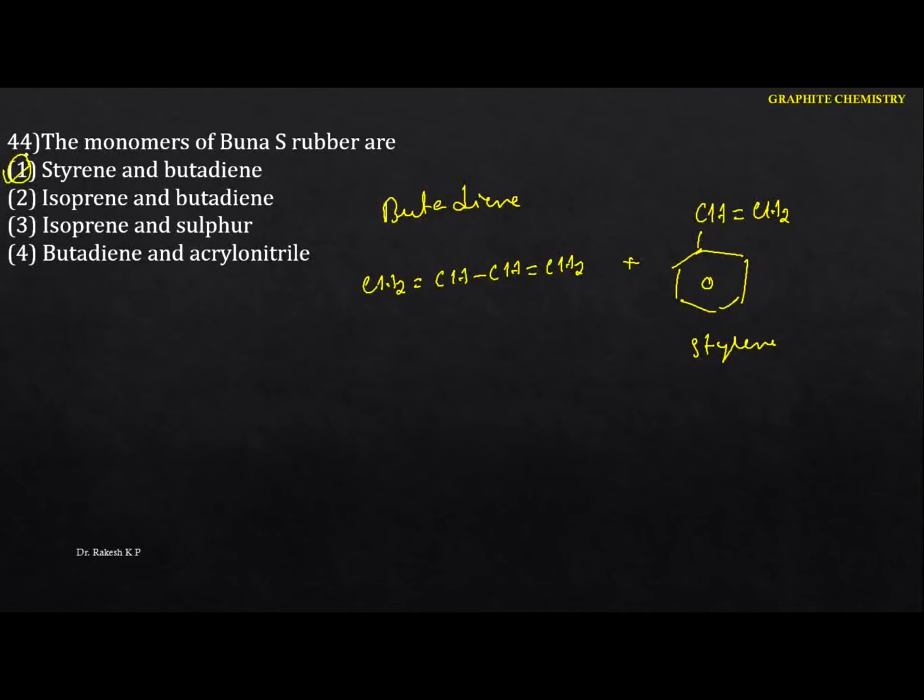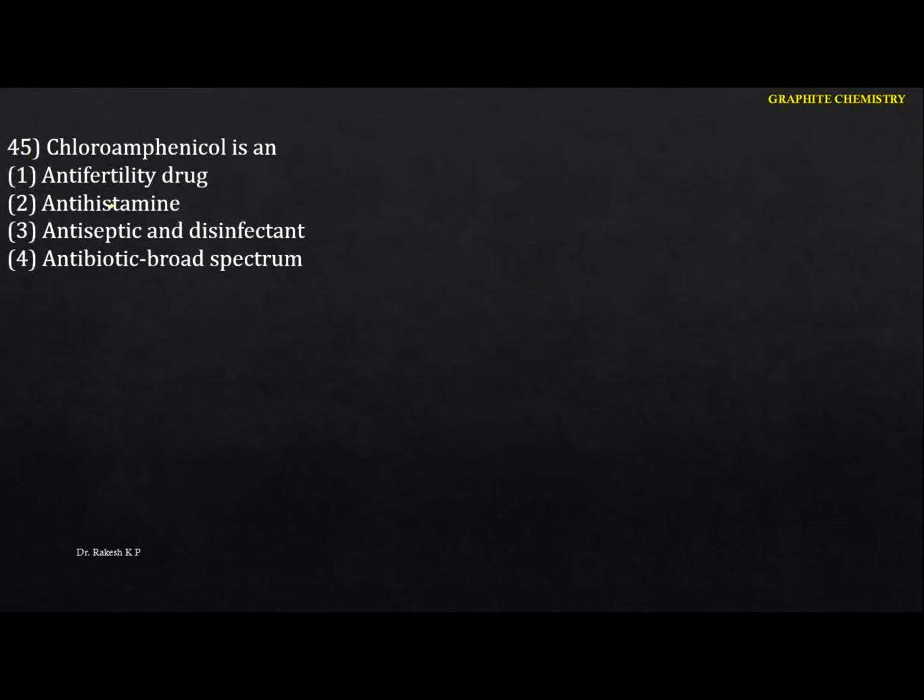Next one, chloramphenicol is an example for? Especially it comes under antibiotics. In antibiotics we rank narrow spectrum as well as broad spectrum. In this case chloramphenicol refers to a broad spectrum antibiotic. Hence in this case the option is the fourth one.